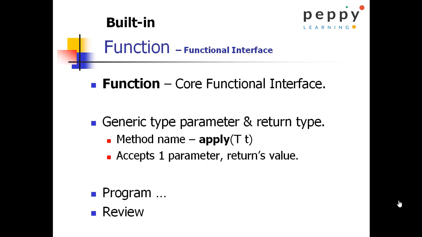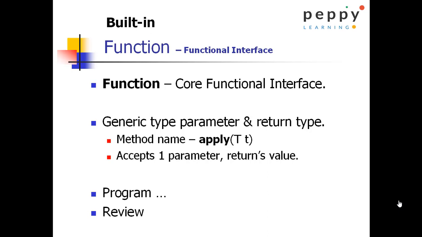Function is one of the core built-in functional interfaces. It has a method named apply. It will take a parameter and return a value. It is widely used in the Stream API. As the name suggests, it applies the given functionality. This is one of the most widely used functional interfaces. It is of a generic type. It means the input parameter is of a generic type, and the return type can be generic as well.